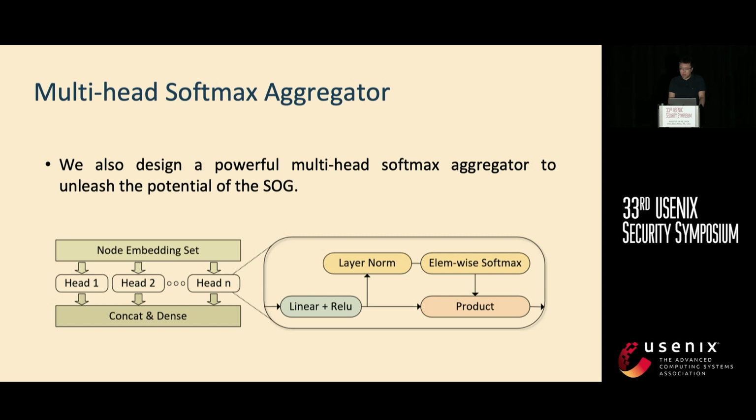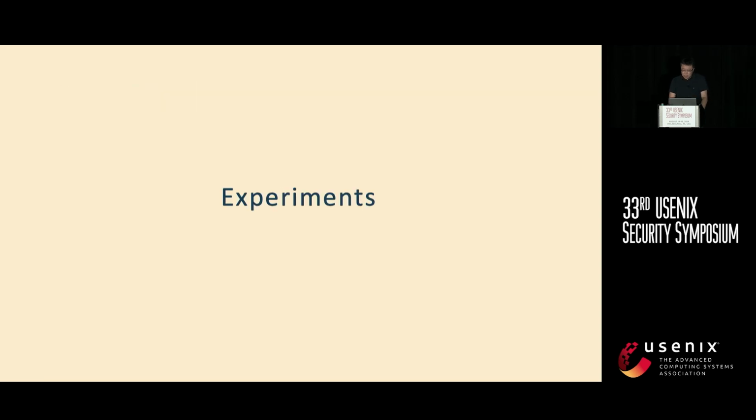All right, so with the new SOG, we realize it might not be perfect for traditional GNN methods to directly learn on them. So we design a lightweight multi-head softmax aggregator-based GNN method, or graph neural network method. And now let's look at the experiments.